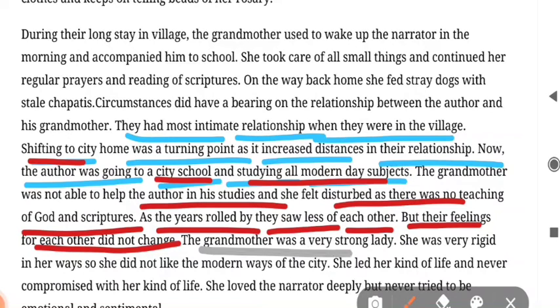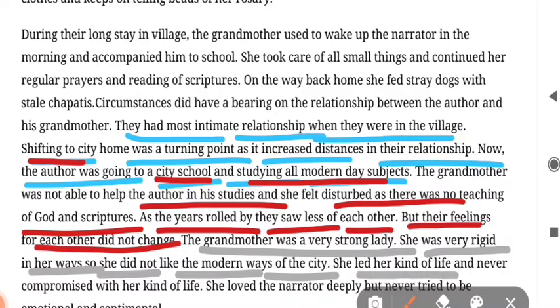The grandmother was a very strong lady. She was very rigid in her ways. So she did not like the modern ways of the city. Having lived in the village from the start of her life, she was somewhere capable of living in the village, but she was not. The main reason was that she didn't like the modern ways of life.